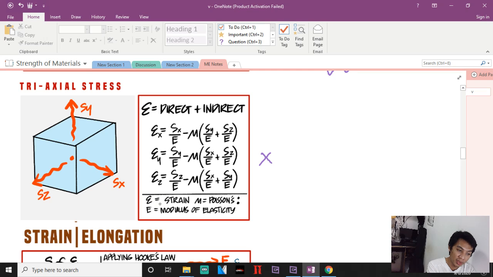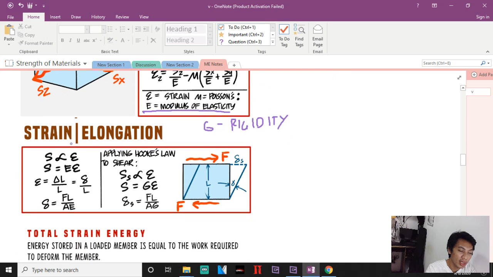Kapag epsilon, that is strain. Mu, that is Poisson's ratio. E is modulus of elasticity. Now, kapag G, that is modulus of rigidity. Okay, so, let's go with your strain and elongation.